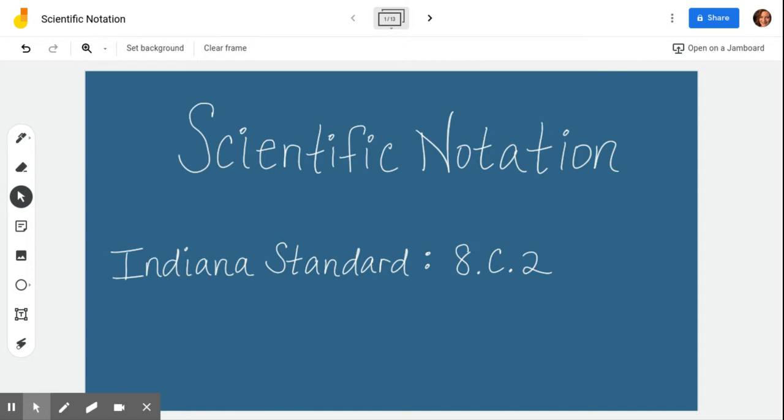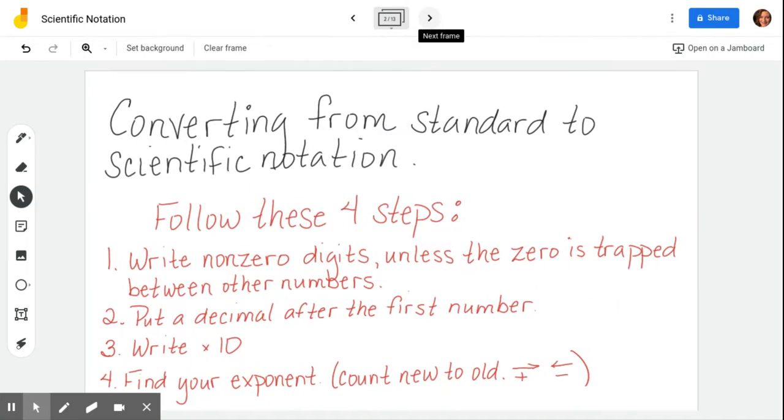We are going to look today at scientific notation. Right now, we're not going to do operations with scientific notation yet. We'll do that later. We are just going to focus on converting back and forth, starting with standard notation, normal numbers, and writing them in scientific and vice versa.